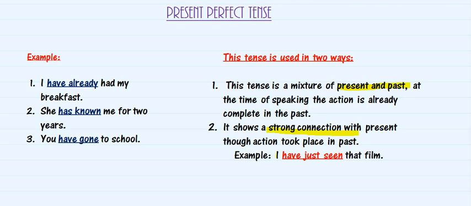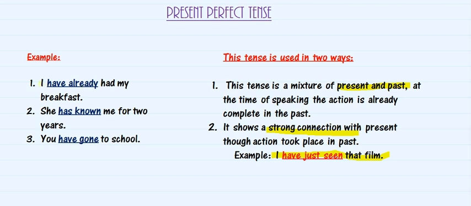The example says, I have just seen that film. When the person is saying, I have just seen that film, that means that action of watching the film is already over in the past time. He has already watched that movie, that is over in the past. But he's telling this right now, the present time is what makes it a present perfect tense. Whatever action has happened in the past has a strong connection with the present time. Let's see a few more examples to understand this in a better way.